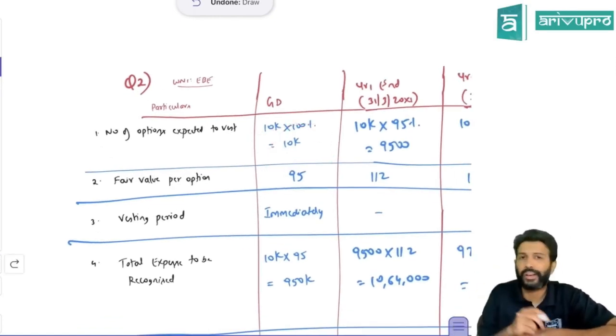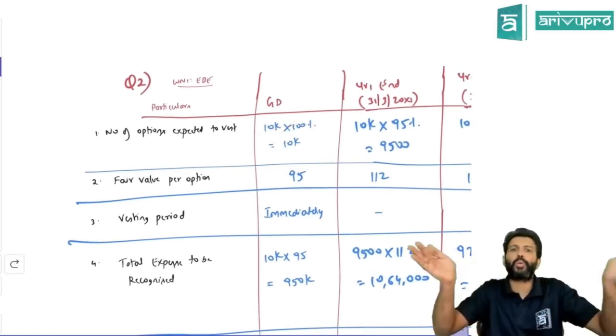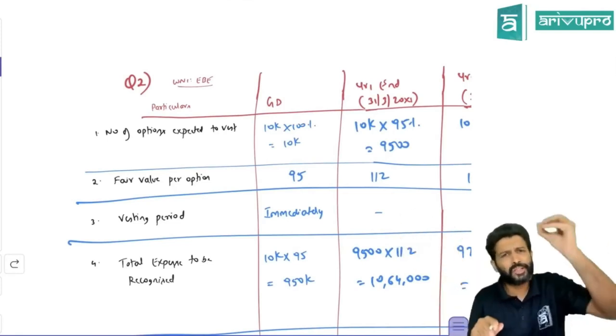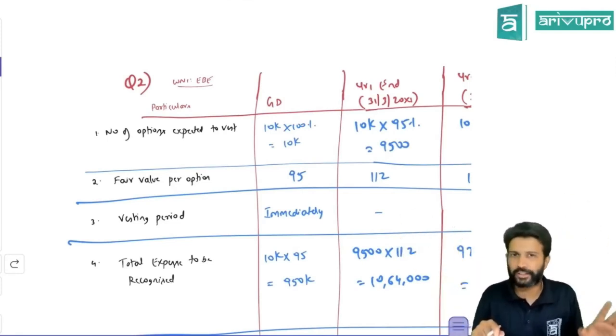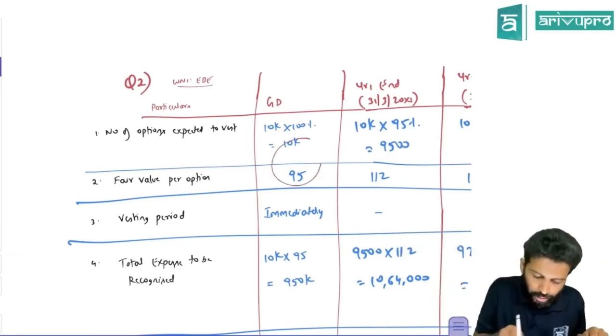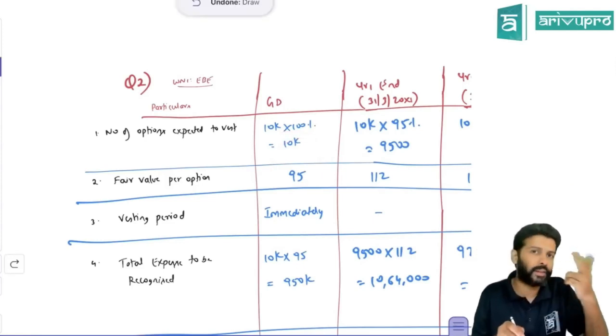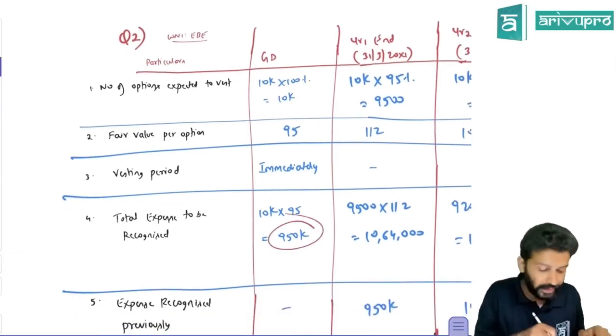If the vesting period is 3 years, you will book it over 3 years. If there is no vesting period, it means the entire expenditure you will book on the grant date itself, because you have got the obligation. So 10,000 into 95, the loss on one share is 95. We have 10,000 shares, so totally it is 9,50,000.